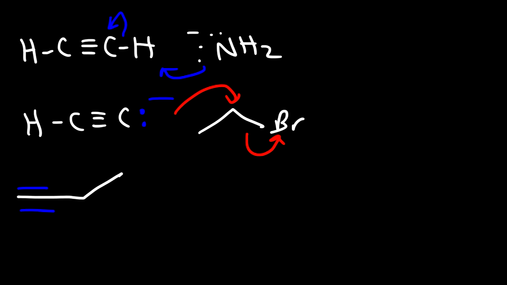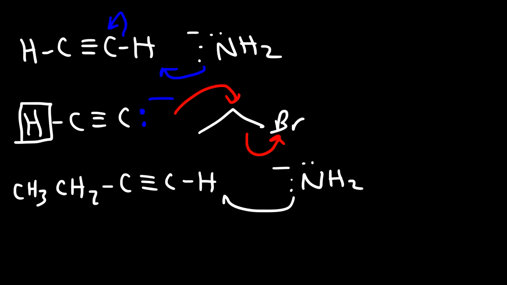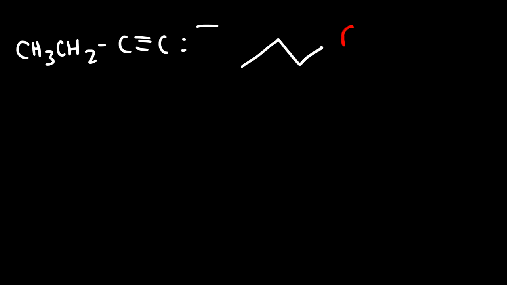So right now what we have is this, if you want to draw the line structure. But I'm going to write this out. So drawing it backwards, it's CH3, CH2 attached to this triple bond. Now we have another hydrogen atom that we can remove. And so let's use this to take off the hydrogen. So now this is going to react with the alkyl halide in step 4, propyl bromide. And so now we should have a total of 7 carbon atoms.